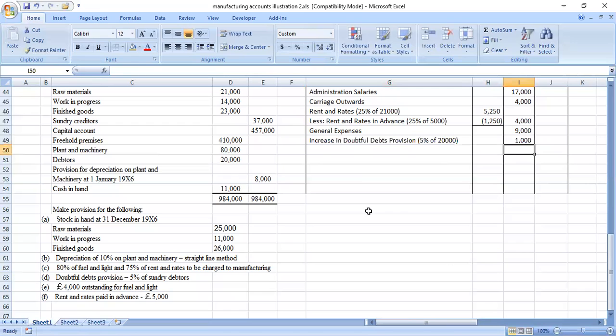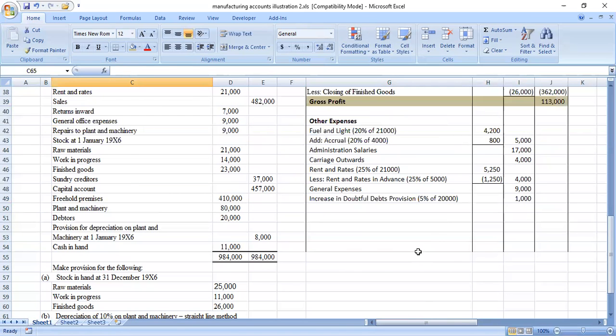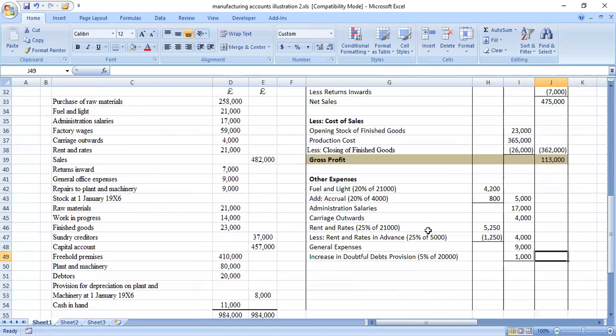Should be 1,000 shillings, increase in provision for bad and doubtful debts. Then the other expense we have outstanding here to measure and capture, and in advance we've already captured. So those are the only expenses that the business incurred during the period. So we add them to get the total, and then we deduct them from the gross profit to get our net profit. So the total of the other expenses is 5,000 plus 17 plus 4 plus 4,000 plus 9,000 plus 1,000, which is equal to 40,000 shillings.